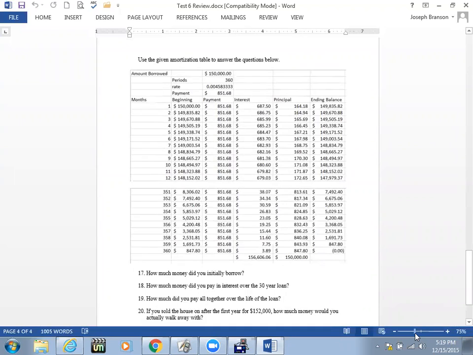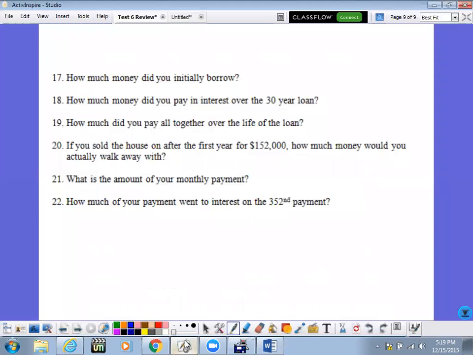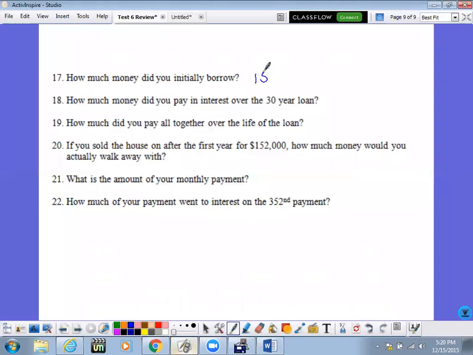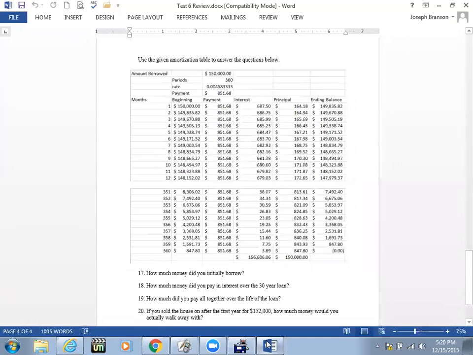All right. So your first question said, how much money did you initially borrow? In order to find an initial borrowing amount, we can go straight up here to amount borrowed and look at that. It's $150,000. So this is with your amortization table. How much money did you pay in interest over the 30-year loan? Recognize I'm not giving you the full document. Notice you can see a split between the 12th payment and the 351st payment, but your interest total is going to be on bottom. I did that for you.